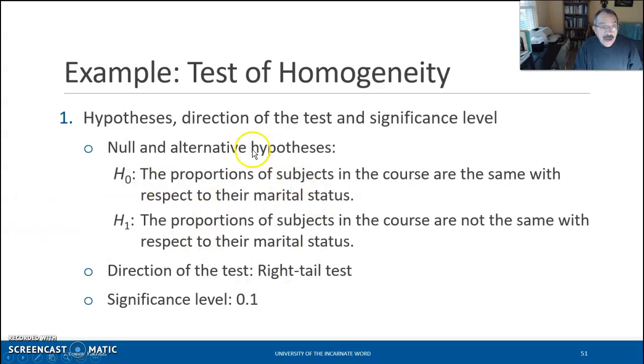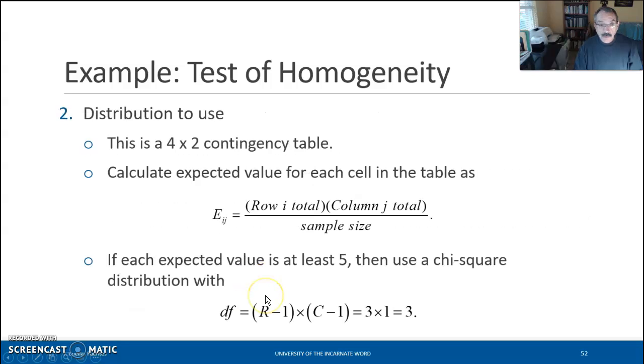And of course, how you state the null and alternative hypothesis comes directly from the statement of the problem. Again, this is a right-tailed test. It's the only choice we have. And the significance level in this case is 0.1. Now, the distribution to use: we have a 4x2 contingency table. We have 4 types of students and 2 marital statuses. And this contingency table has discrete categories, and the frequencies come from discrete counts.